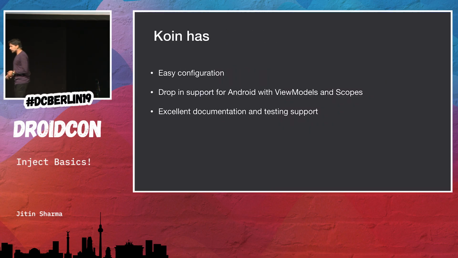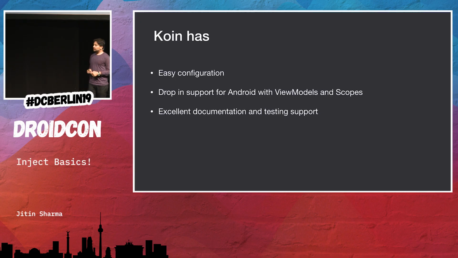Advantages. Koin is super easy to use. One of the reasons is Kotlin itself. Its API is so easy, you just write it and you are done with it. There is no code generation. Koin has drop-in support for Android, so you can inject view models directly within modules, and you have good support of scopes with activities and fragments. And Koin has one of the best documentations I have ever seen, and there are GitHub samples which are updated regularly with releases, so it's easy to get started too.